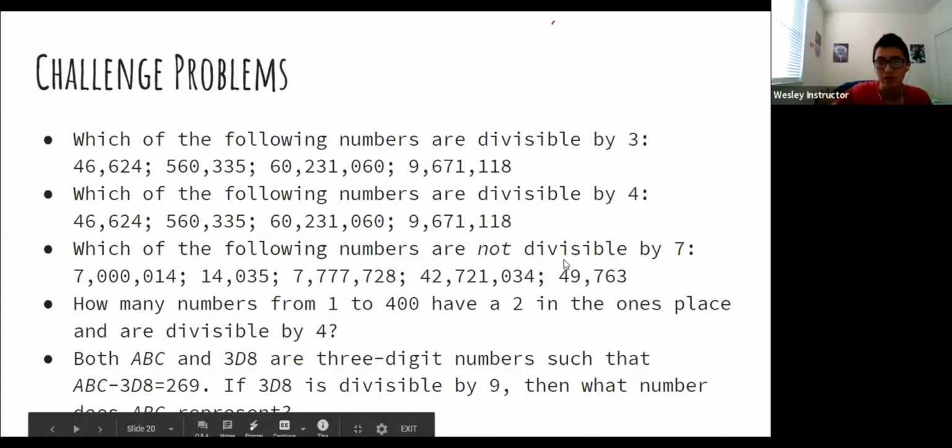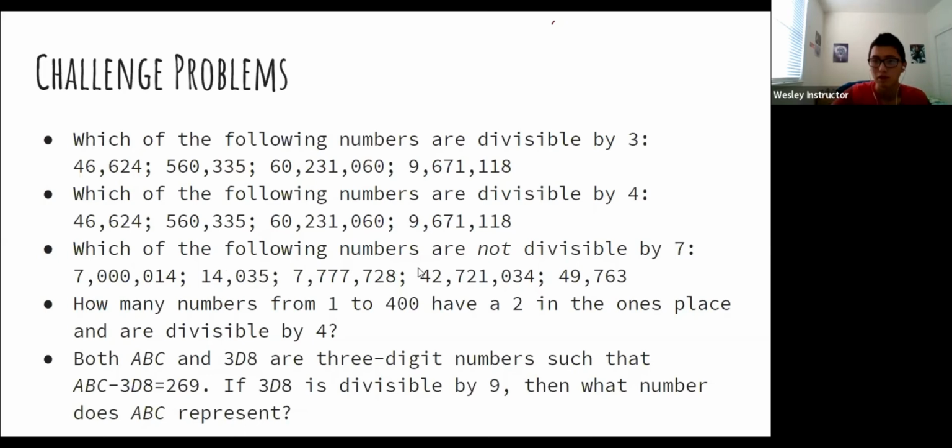If we do that, we see the only number that's not divisible by 7 is the fourth number. When we split this number up right here and take the last 2 digits, which is 34, the remainder is not divisible by 7. 35 is divisible by 7, but 34 is not. You could use the 7 divisibility test for this one, but for some of these numbers, you can just split them up and see if that works.